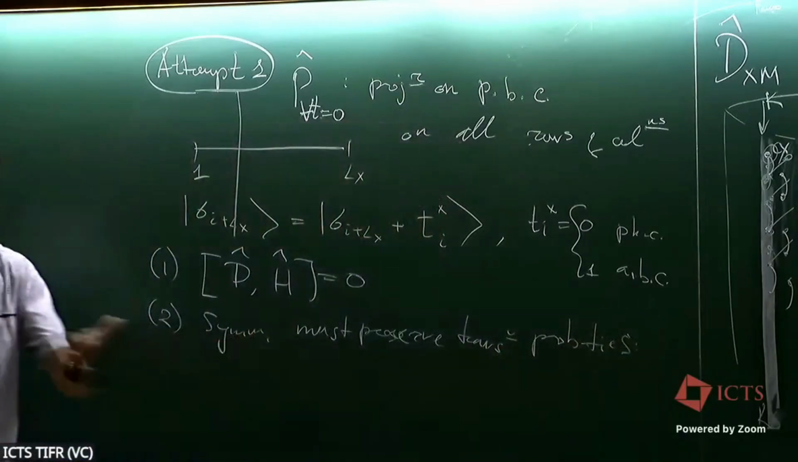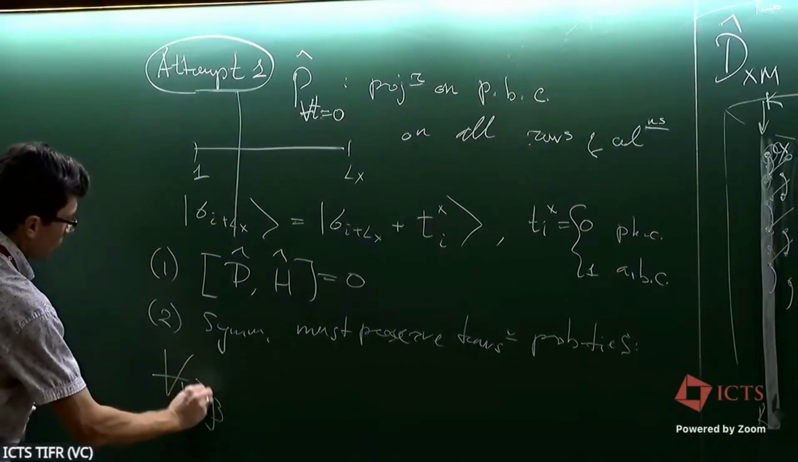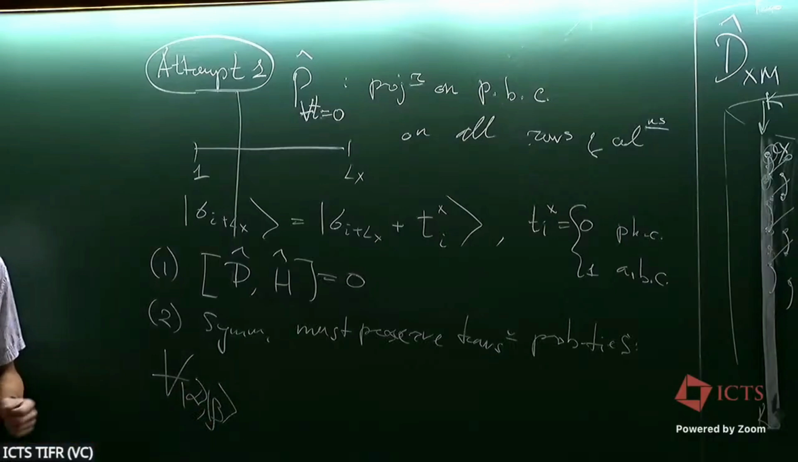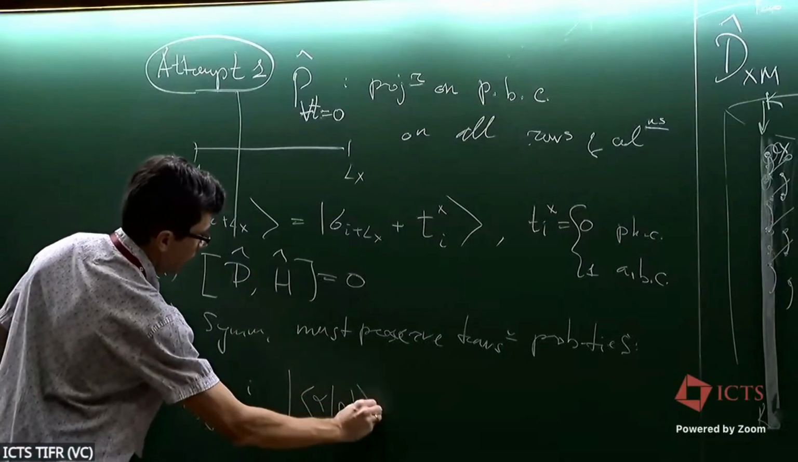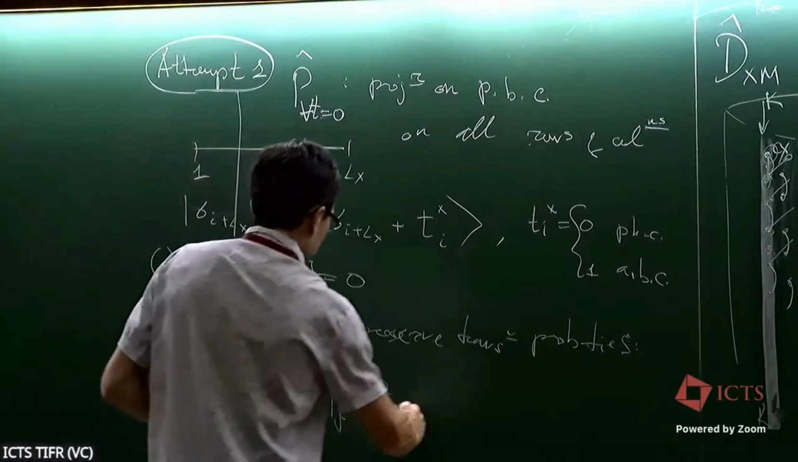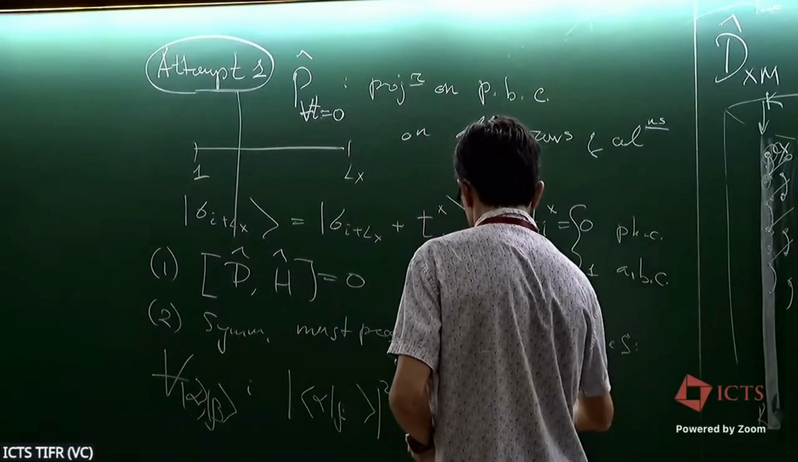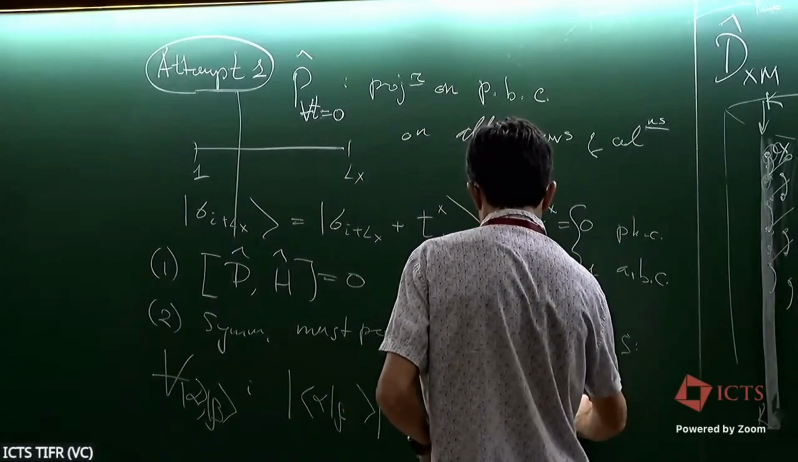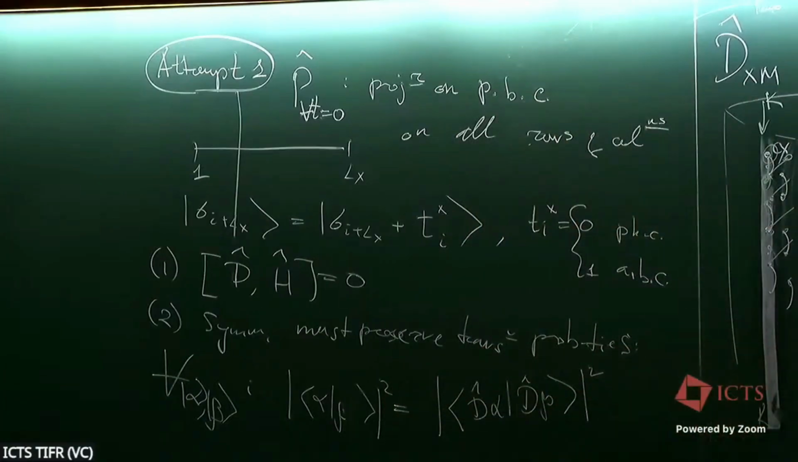So explicitly, what do I mean by this? If you give me any two quantum states, let's call them alpha and beta, the following should be true. If I take alpha and beta and I square it, the result should be the same as if I act with the duality operator on both sides and I square it. This is what I mean by transition probabilities.